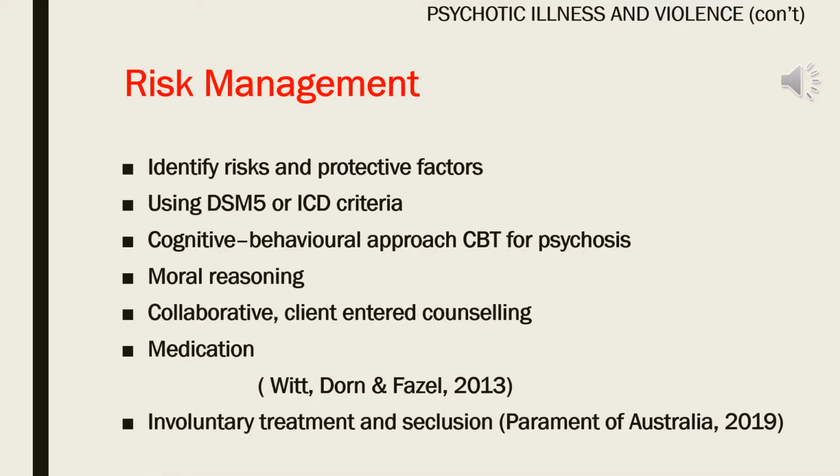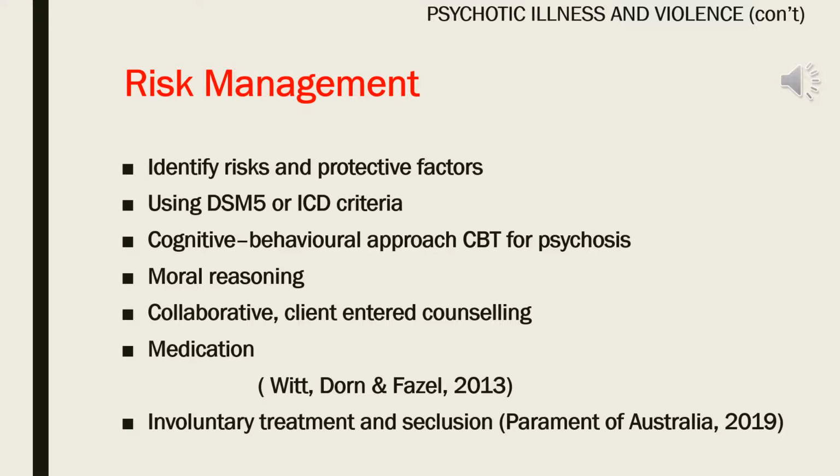We have touched on a little bit of risk assessment in previous slides. Now we're going to have more understanding of the risk assessment and management of psychotic illnesses and violent aggression behavior. Potential and current risks have to be included in risk management plans. It is helpful for clinicians to form some sort of risk management plan prior to contacting clients.